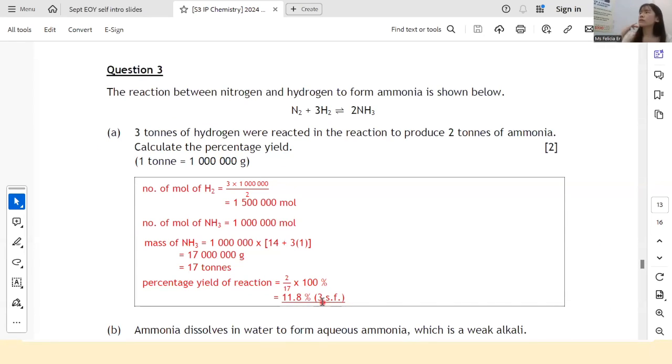Okay, so how to solve for this question? They said that the reaction is as shown. 3 tons is million, that means 3 million grams of hydrogen were reacted in the reaction to produce 2 million grams of ammonia. And you're supposed to calculate the percentage yield. Since they have given you this amount of hydrogen, you will try to see whether you can use the 4 steps or not. So step 1, you try to calculate number of moles first, by taking mass over MR.